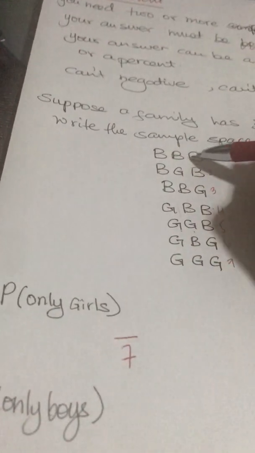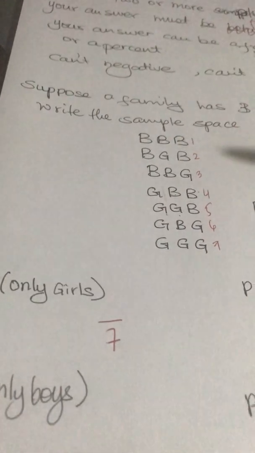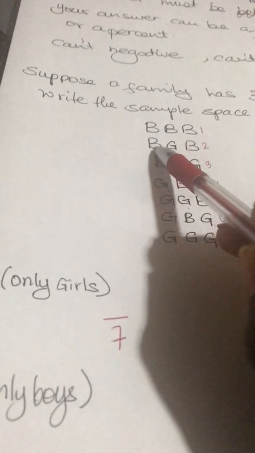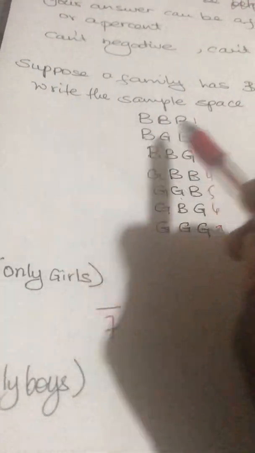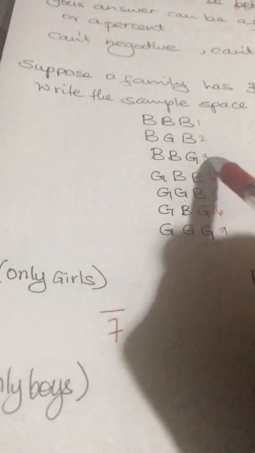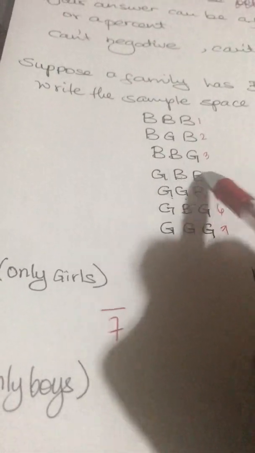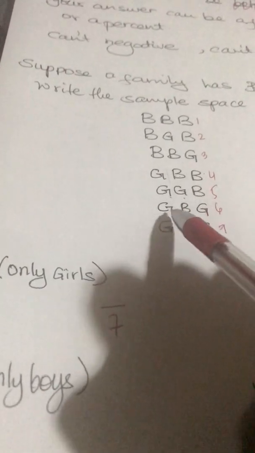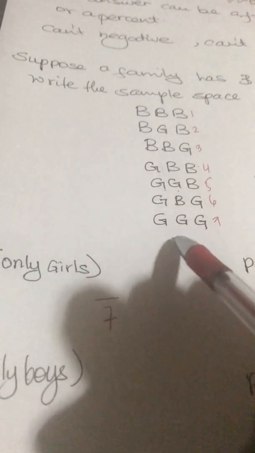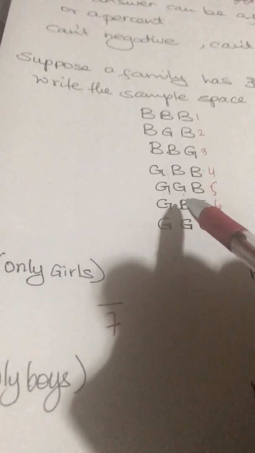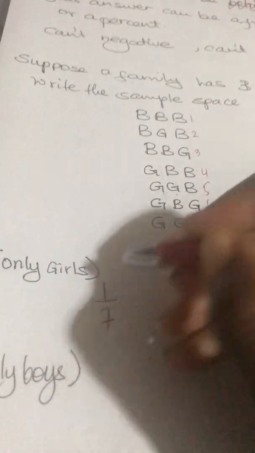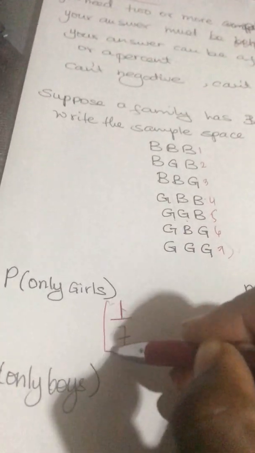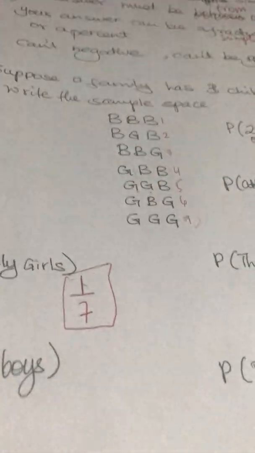Okay? Now, I want only girls. I can't choose this because there's no girl. I can't choose this because there's 2 boys. I want only girls. Here, I can't choose because there's boys. There's boys. So the only one that has girls only is GG. And there is my answer. The probability of only girls is 1 out of 7.